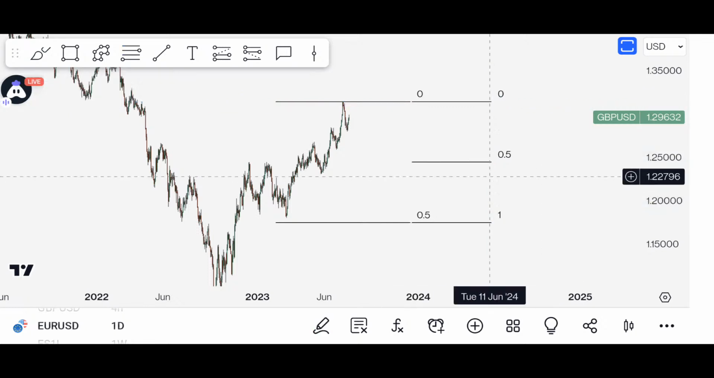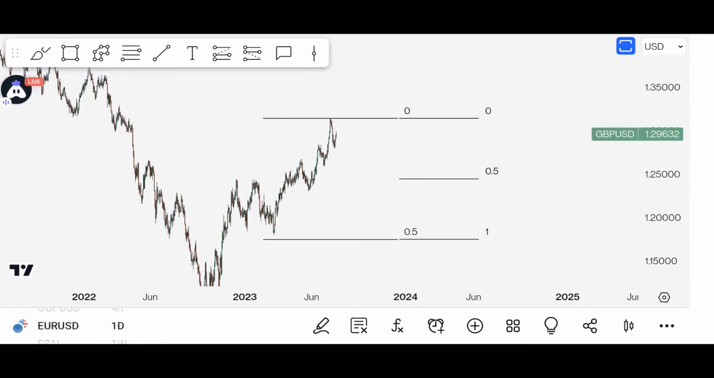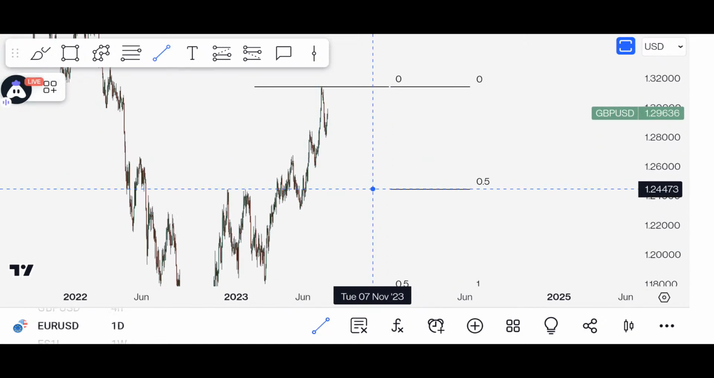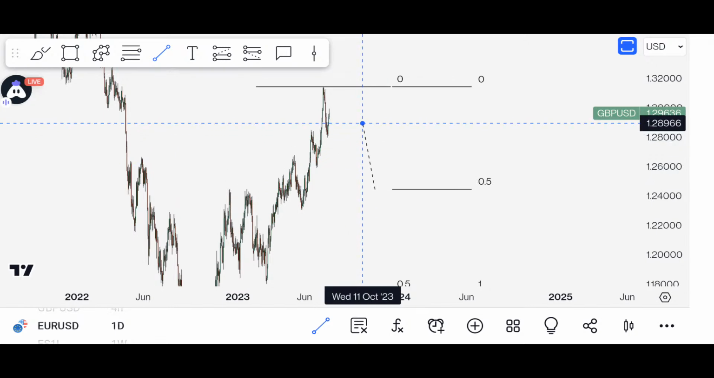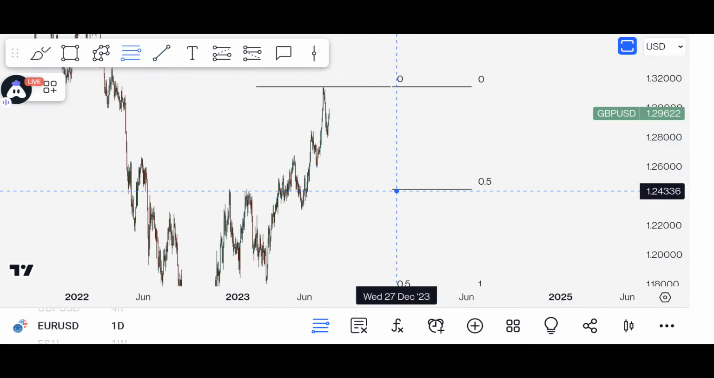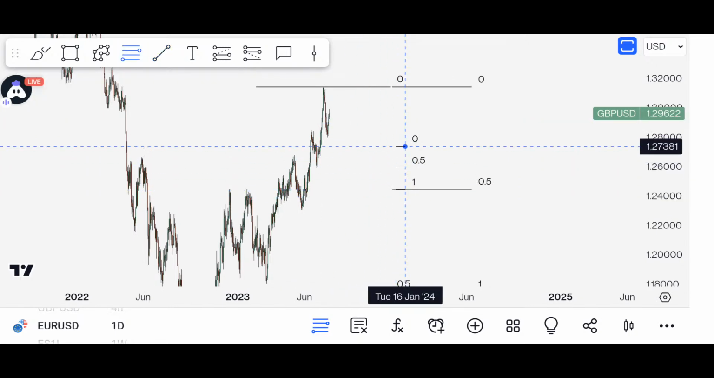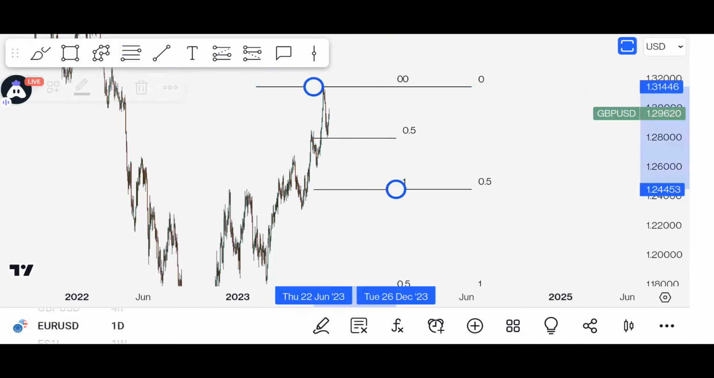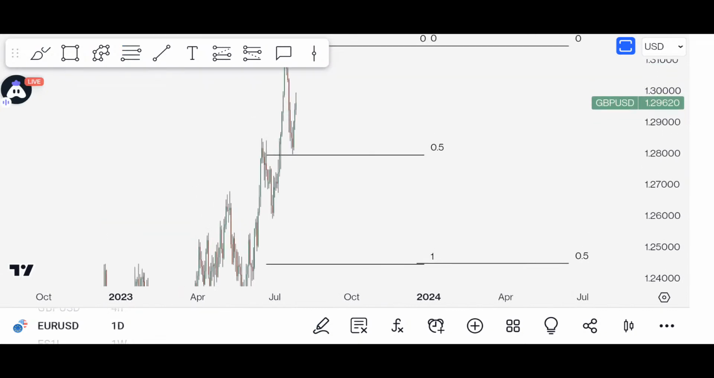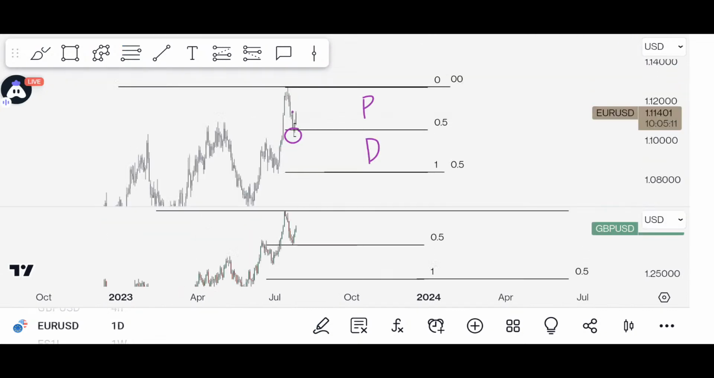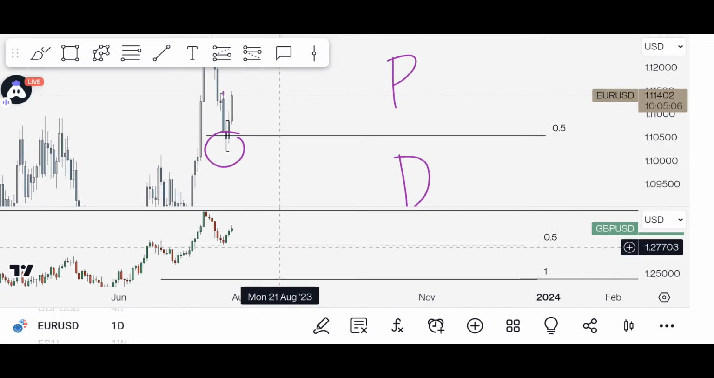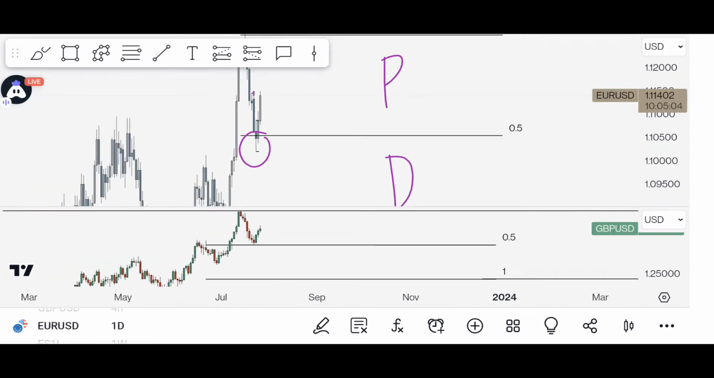So this is our discount and this is our premium. Now again I will draw these levels within the premium, the discount and the premium. You can see that the price didn't come down. Okay, in the example of the euro, you can see that the price came down into the discount, and in GBP you can see that the price didn't come down.